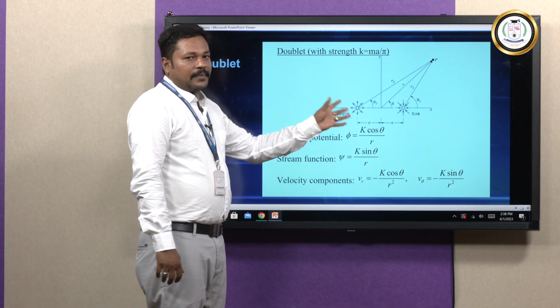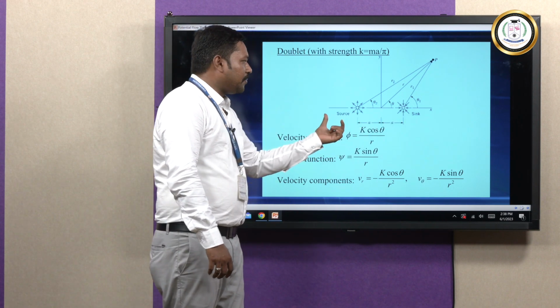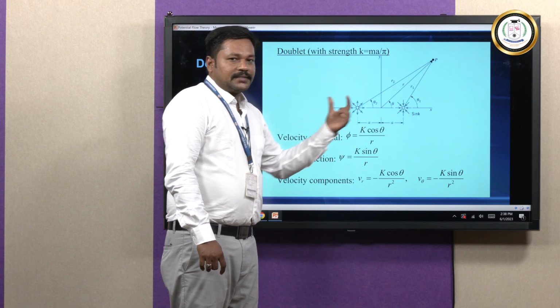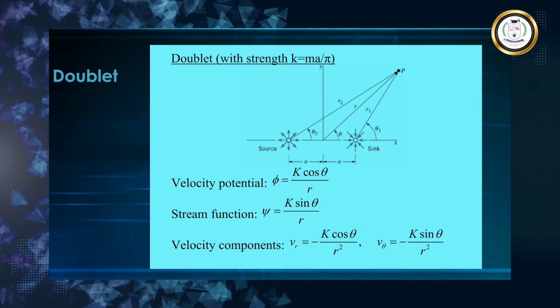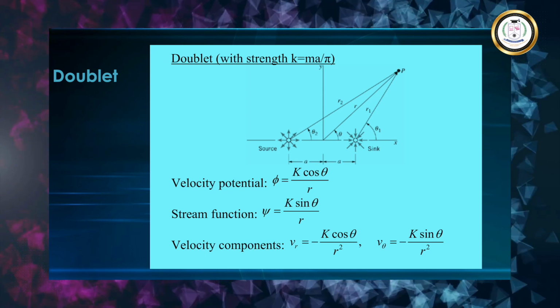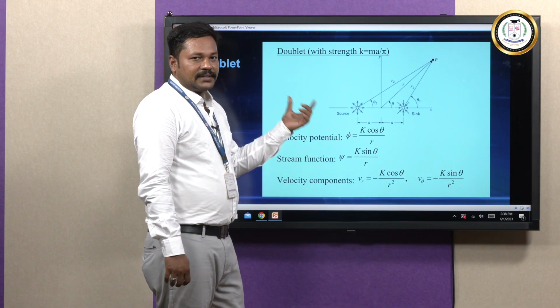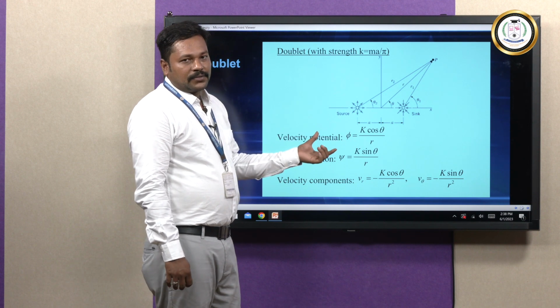What is meant by a doublet? It is a source and a sink kept at an equal, very small distance from each other. When you keep the source and sink at a very near distance, the formation is typically called a doublet. Via the doublet, the circular cylinder is invented, and via the doublet, the rotating cylinder is also invented.